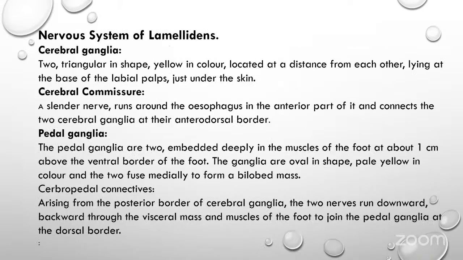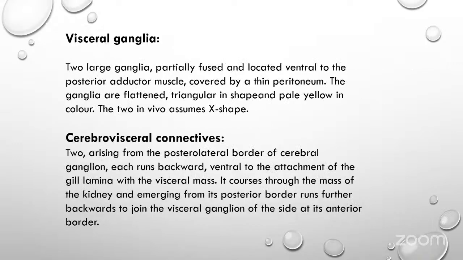Then we learned about the nervous system of Lamellidens, in that the cerebral ganglia, cerebral commissure, pedal ganglia, visceral ganglia, and the cerebrovisceral connectives. These are the important organs that are present in the body of freshwater mussel.